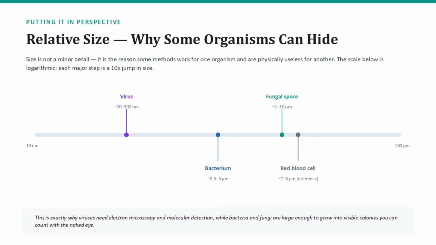And for reference, I have placed the red blood cell on the same scale, at roughly 7 to 8 microns, since most people have some intuitive sense of how small a blood cell actually is. This is exactly why viruses need electron microscopy and molecular detection, while bacteria and fungi are large enough to grow into visible colonies that you can count with the naked eye. Size is not a side detail here. It is the entire reason the toolkit looks so different across these three organism types.